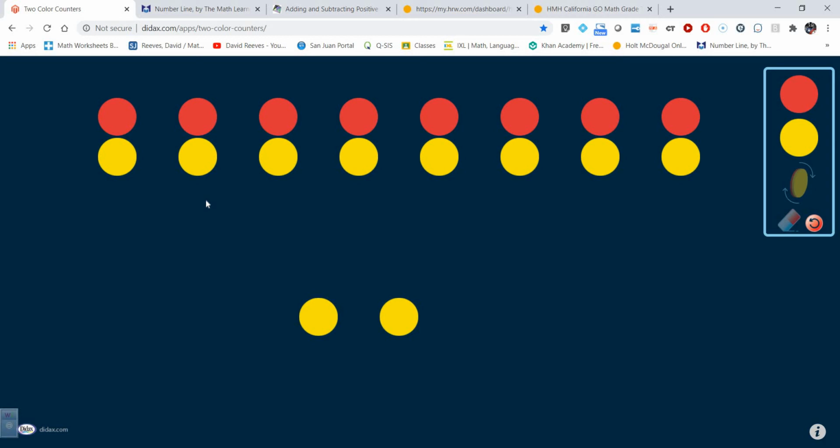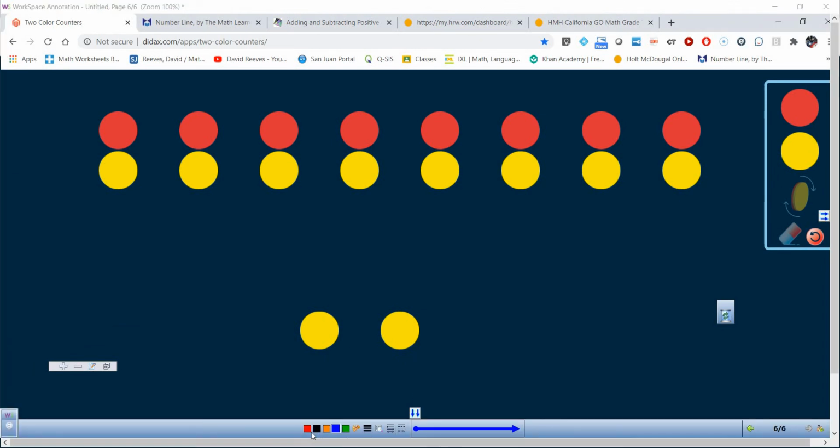All right, so let me go ahead and do it that way, and I'm going to change this to red, and I think I'm going to ditch the arrows on there, right? So that makes 0, that makes 0, that makes 0, that makes 0, that makes 0, that makes 0, that makes 0, and that makes 0. So we had 8 negatives cancel with 8 positives, and we're left with 2 positives.